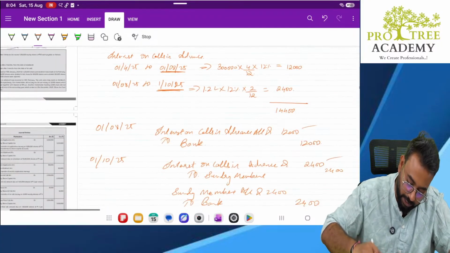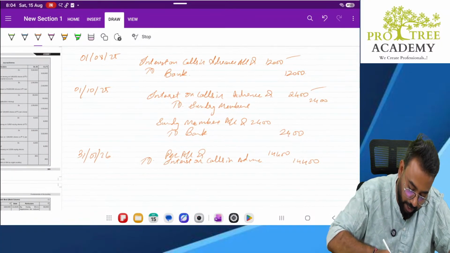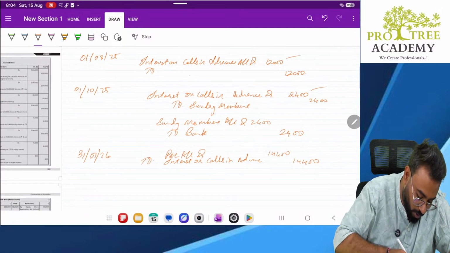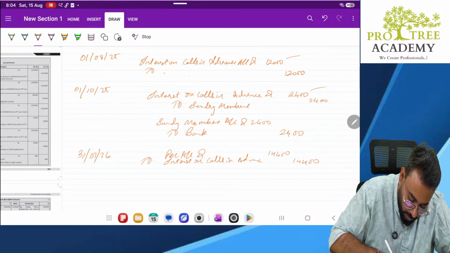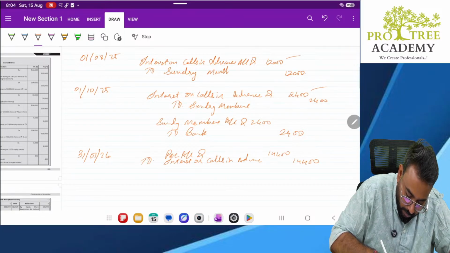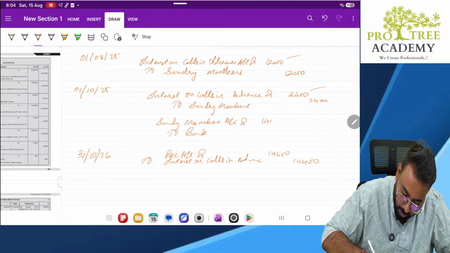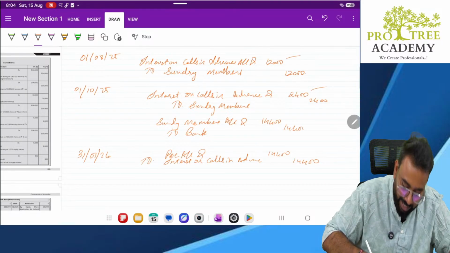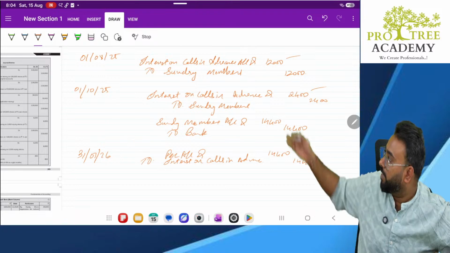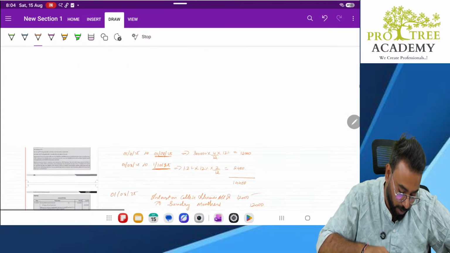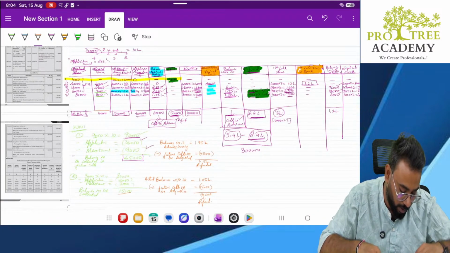In the question, they are specifically telling they are paying the money on 12th October. So here we'll show it as to sundry members. And here we'll show total 14,400. No changes. Here instead of showing bank, I am showing it to sundry members. Okay. Please note it down. Please copy this.